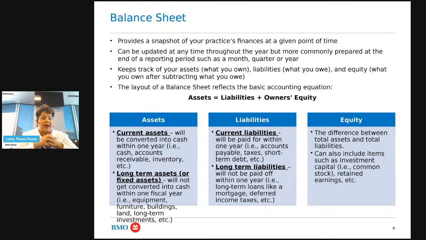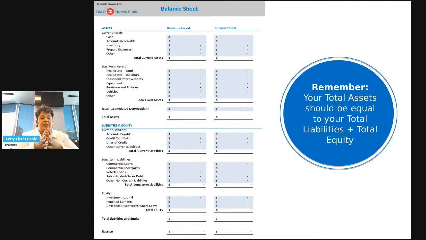Next slide. So here is an example. We wanted to make sure that we showed you an example of what a balance sheet actually looks like. And again, we always like to remind you of certain terms, because this is the language of finance, right? So your total assets should be equal to your total liabilities plus total equity. If you look at the very top, it's going to tell you assets first, current assets, list your cash. So cash is what you have in checking, savings, etc.